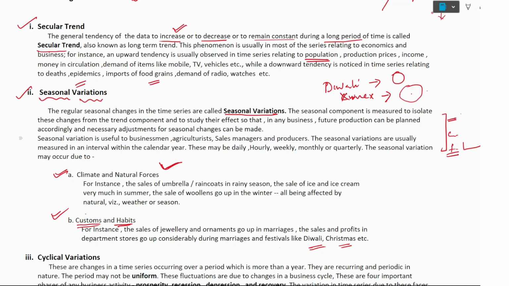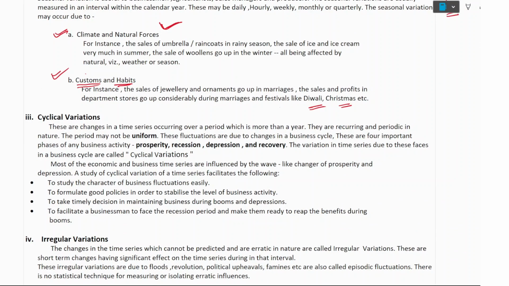Now the third one is cyclical variation. What do you mean by cyclical variation? These are changes in a time series occurring over a period which is more than a year. They are recurring and periodic in nature. That means the changes happen over more than one year, and then happen again in the same way. That is why it is recurring and periodic in nature. The period may not be uniform. Sometimes it happens within a few months, sometimes in two years.